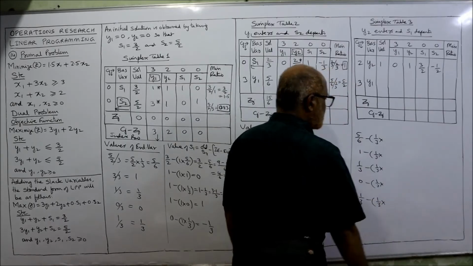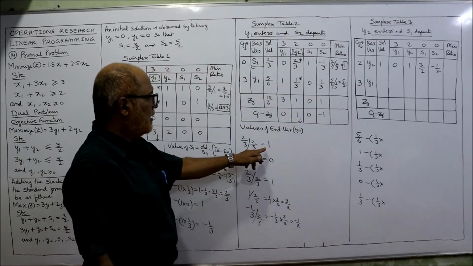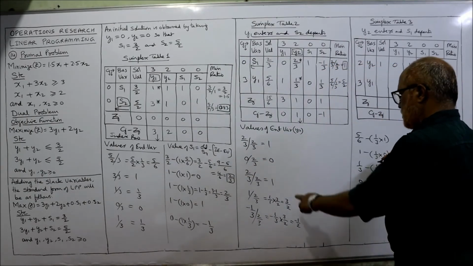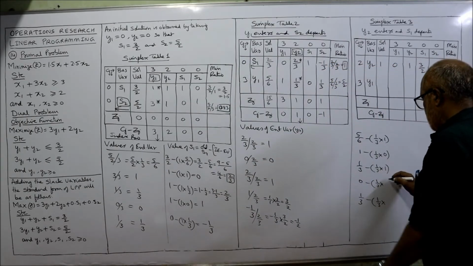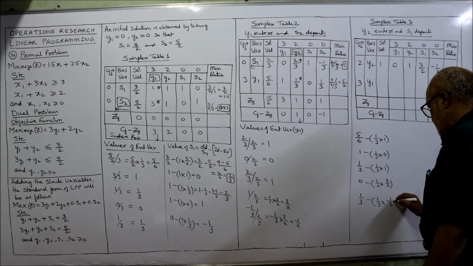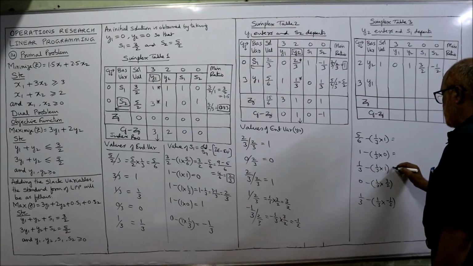One by 3 is the intersectional element. Into values of the entering variable. Entering variable are 1, 0, then 1, then 3 by 2 and lastly minus 1 by 2. So how it will become?